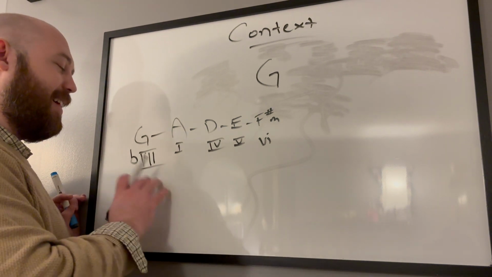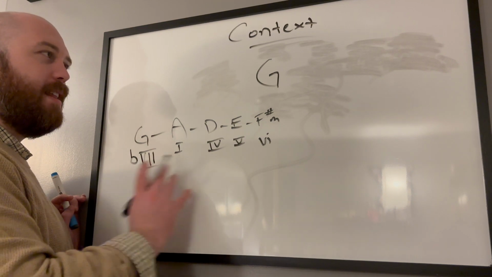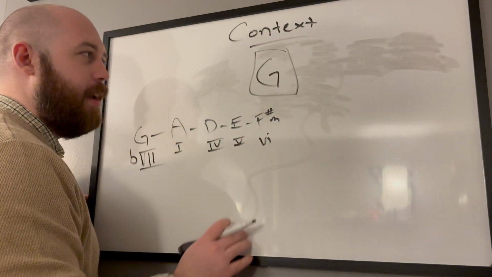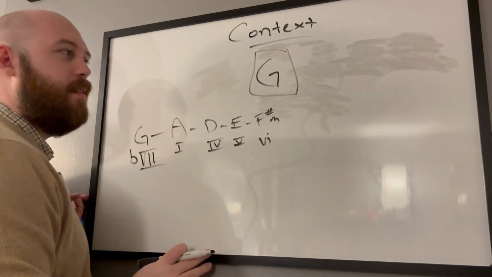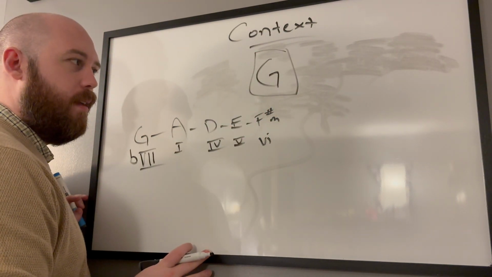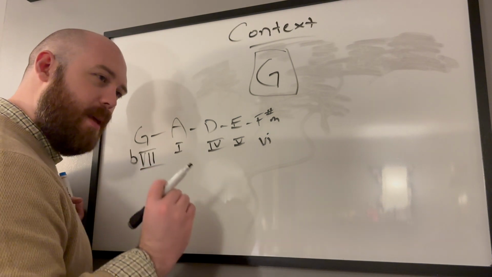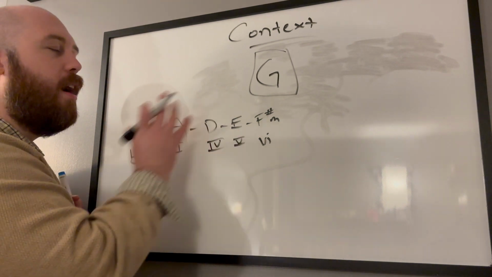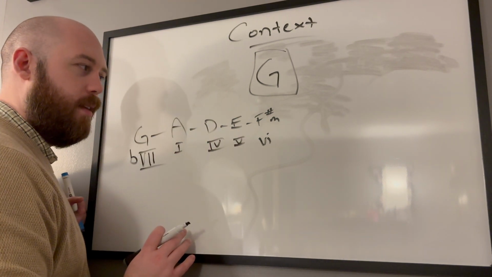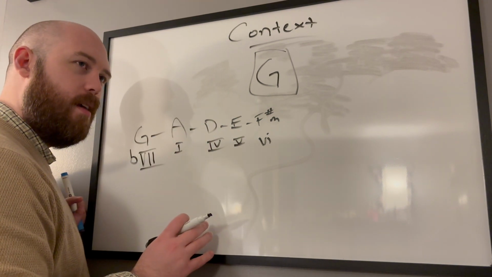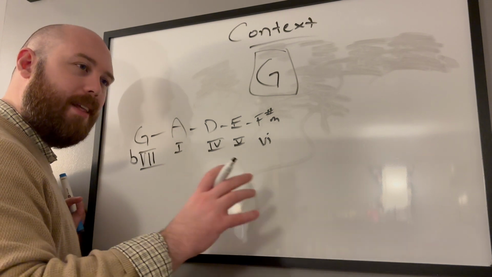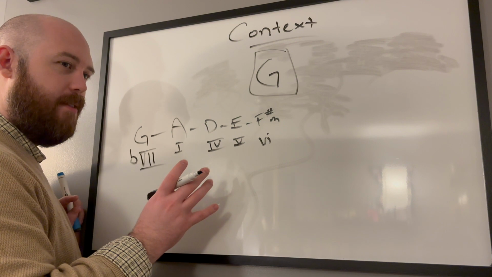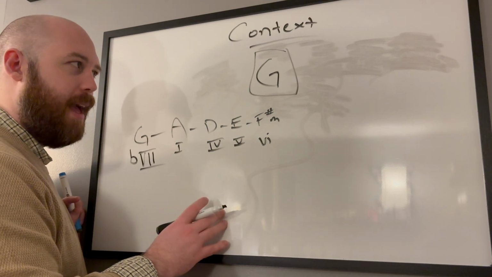So, context. Flat 7, right? Completely out of the key. So, what are we talking about here? One singular chord can serve so many purposes just given the context around the chord. That's why it's so vital to understand keys, right? What are the uses of the chords you're actually playing, right?